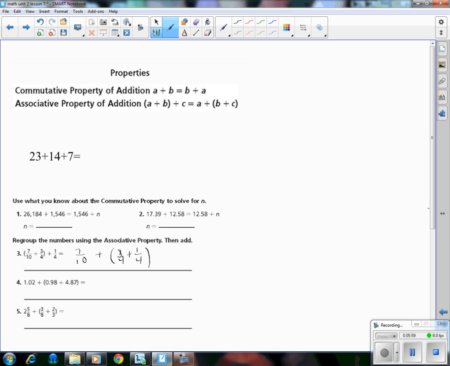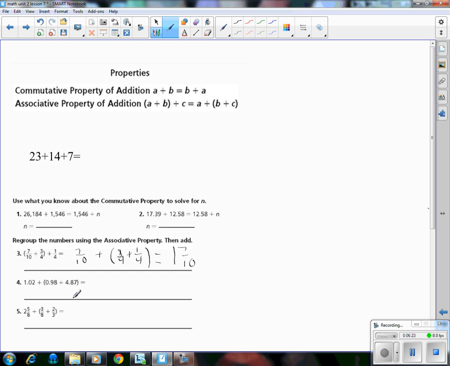Okay, so now when I take a look at these two, I can add these mentally. 3 plus 1 would give me 4/4 or 1 whole. So I have 1 whole plus 7/10 for my sum. Again, just by regrouping those, I was able to add those mentally. So this is a good strategy to use.